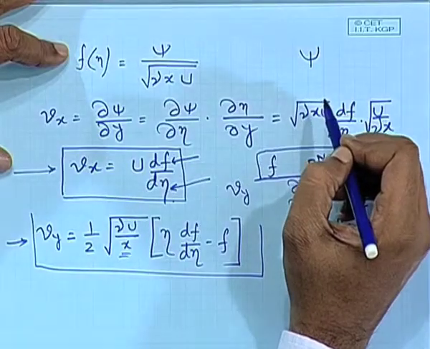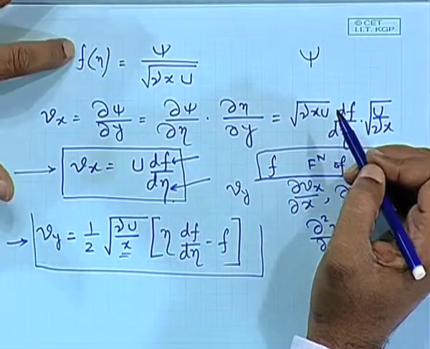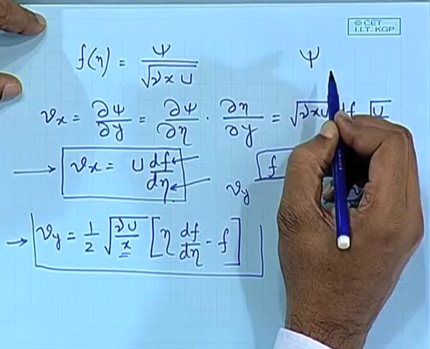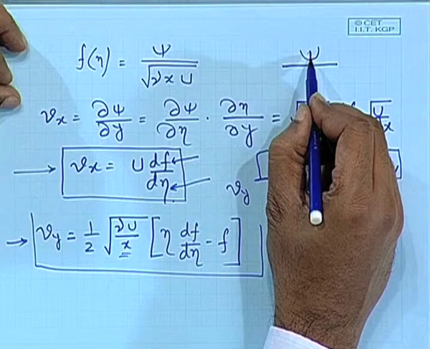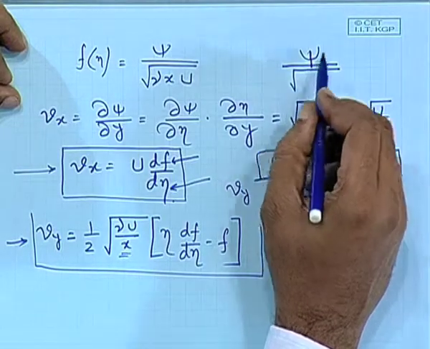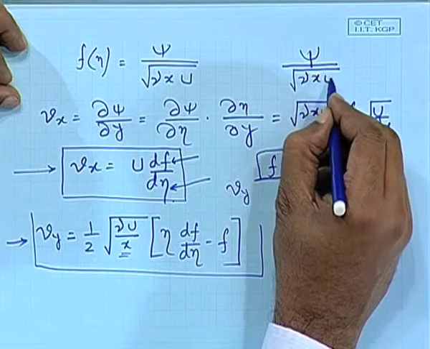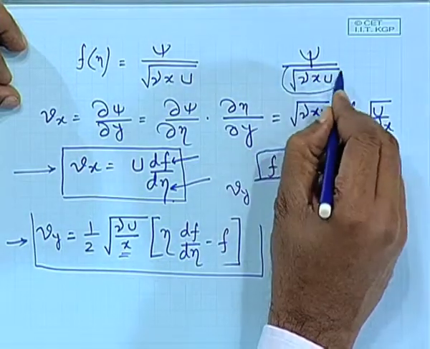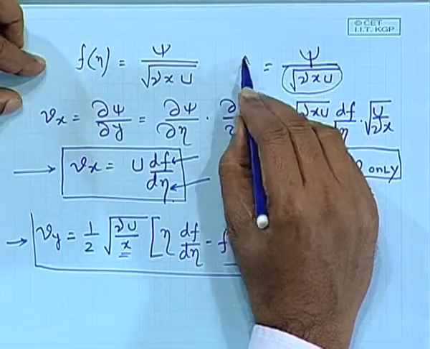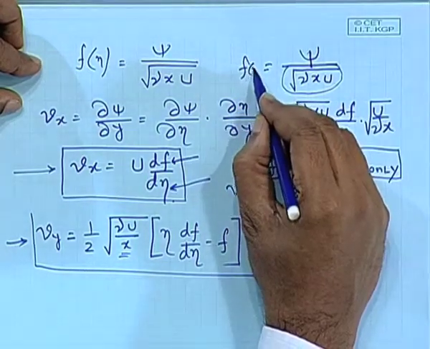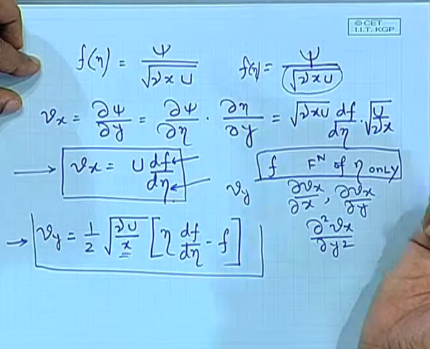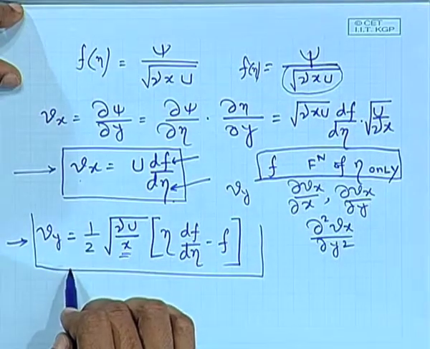In the f I have used some stream function psi. This stream function is dimensional. Since I am expressing everything in non-dimensional form, I have to make this dimensionless. A stream function can be made dimensionless if you look at the dimensions, if you divide it by this. It is just a definition, nothing else. And this I am calling as f, and I understand that f has to be a function of eta only.